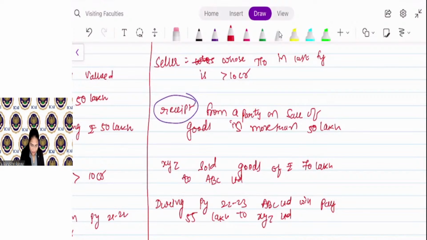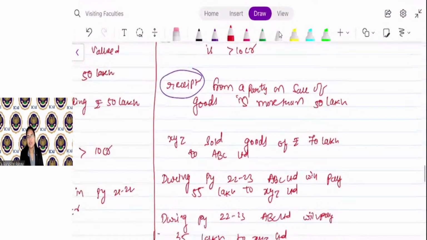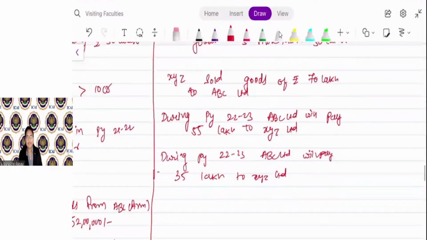Say for example, during previous year, ABC Limited will pay 35 lakh to XYZ Limited. Do I need to collect TCS as XYZ Limited? Yes or no?